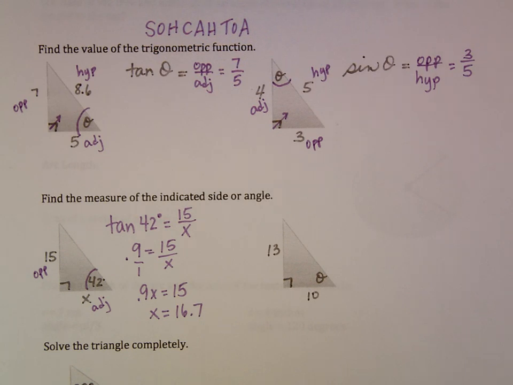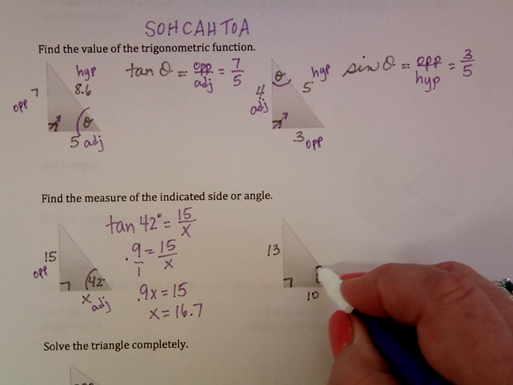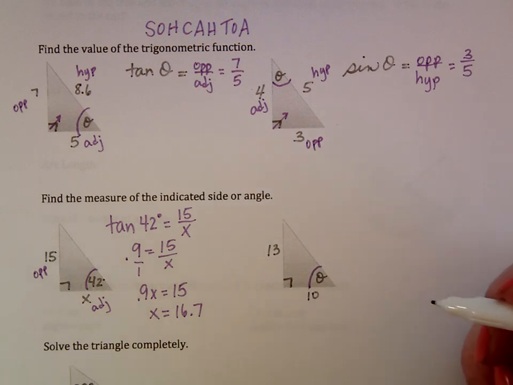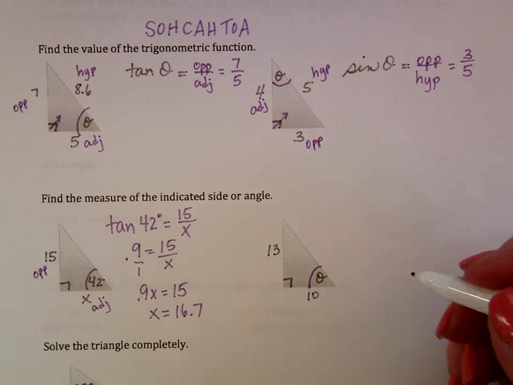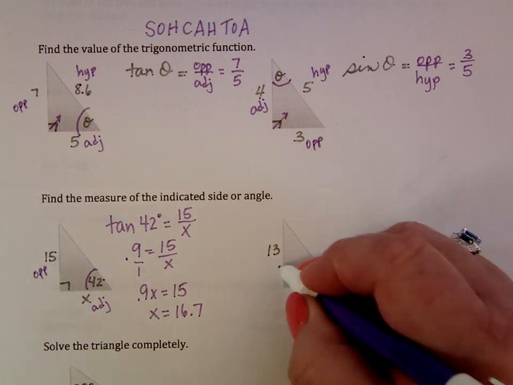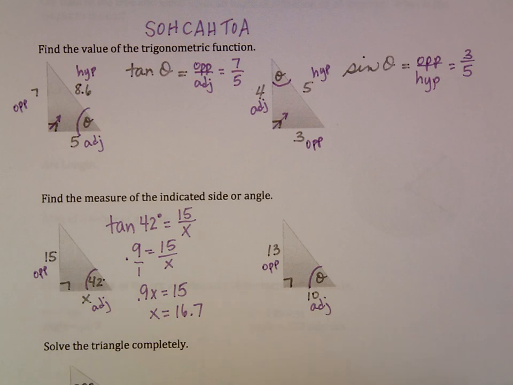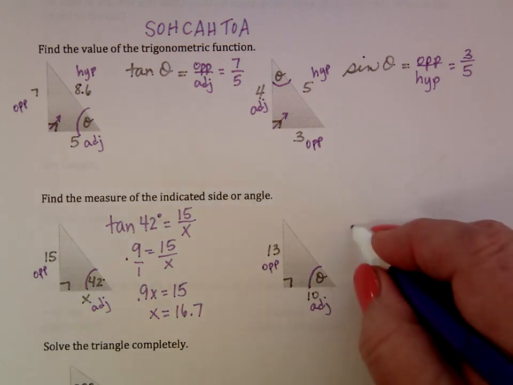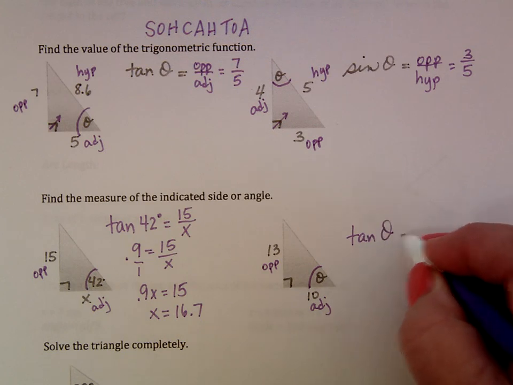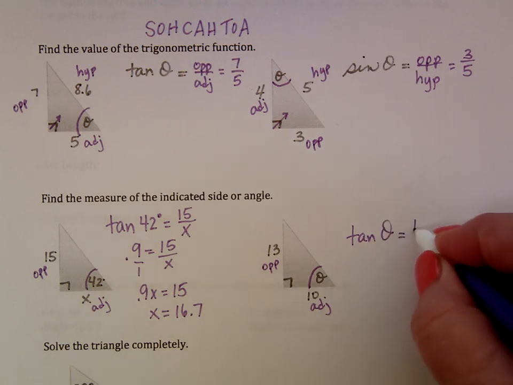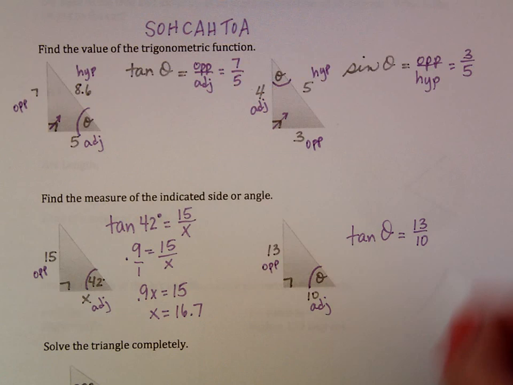The next one wants you to find the missing angle. So again, here's the angle. Label your triangle, adjacent, hypotenuse, and opposite. So this one has the opposite as 13, the adjacent as 10. I'm going to use tangent again because it's opposite and adjacent. So the tangent of my angle, called theta, is the opposite, which is 13 over 10, the adjacent.